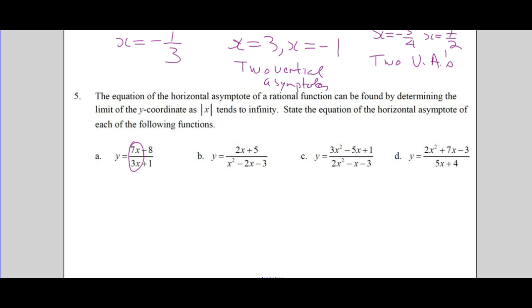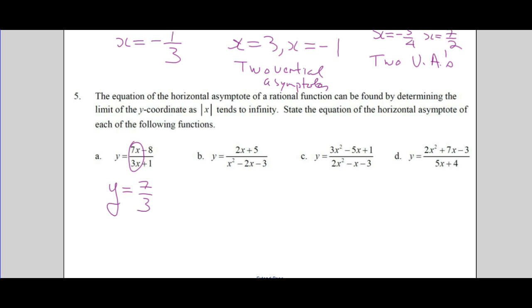7 billion over 3, or sorry, 6,999,999,992 over 3,000,000,001 is 7/3. Okay, so you just go y equals 7/3.